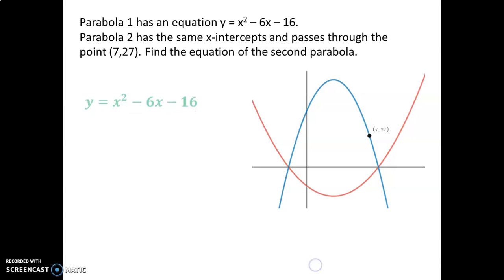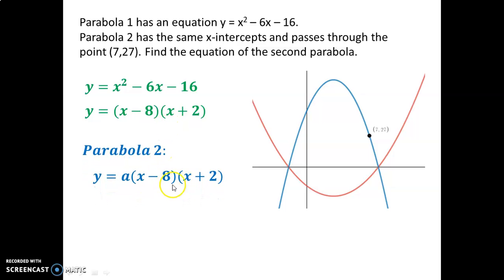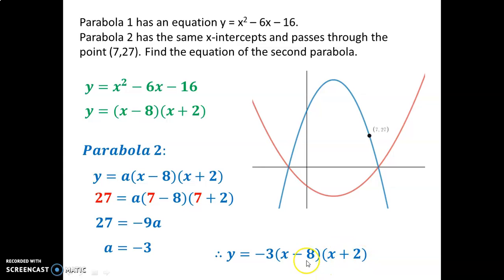Okay, let's check our work. So there's one parabola that we're given. Factored form is like this. When you factor that, you get this. Therefore, the second parabola must have the same x-intercept, so it looks the same as this. But the second parabola has some different a value we don't know. We know the second parabola passes through this point. Therefore, we put that point in here. Sorry, 7, 27. 7 for the x, 27 for the y. Solve that, and you get a value of -3. Therefore, the second parabola must have this equation. Again, same form as parabola 1, but the -3 is our a value that we found here.